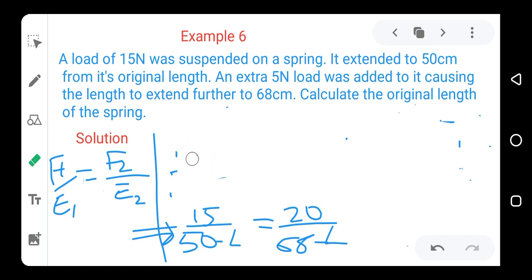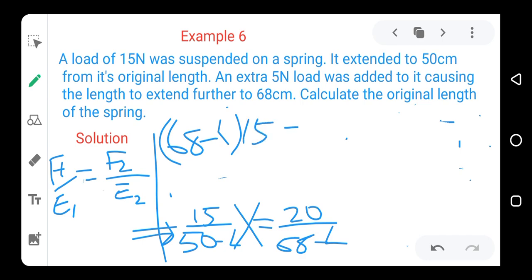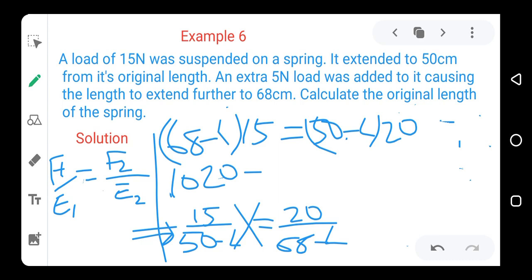Now we do cross multiplication, and that gives us that 68 minus L times 15 is equal to 50 minus L times 20. This gives us 68 times 15 will give us 1020, minus 15 times L will give us 15L. This is equal to 20 times 50 will give us 1000 and 20 times L will give us 20L.